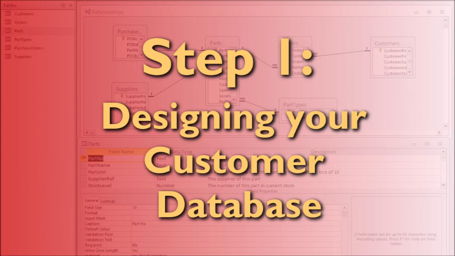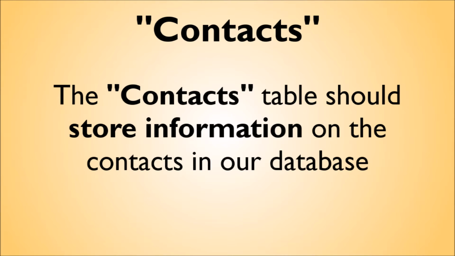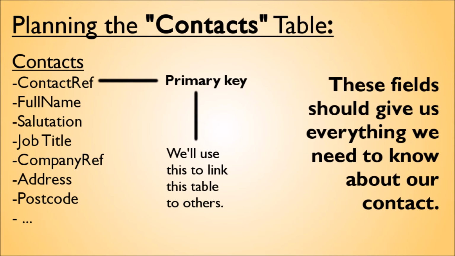Each table should hold information on a single topic. For example, the first table we want should store the information on the contacts in our database. We'll call this table Contacts. The fields we choose for this table depend on what we want to know about our contacts. For example, let's say we want to store their name, address, and a company they are associated with, if any.